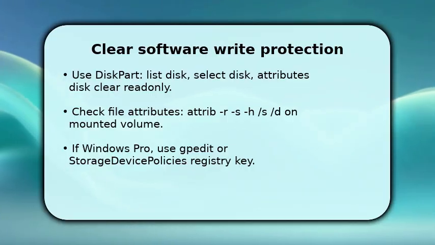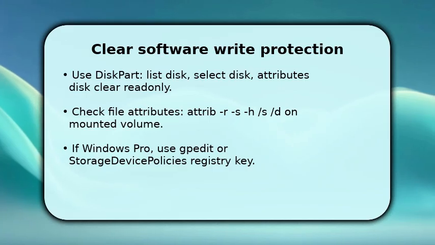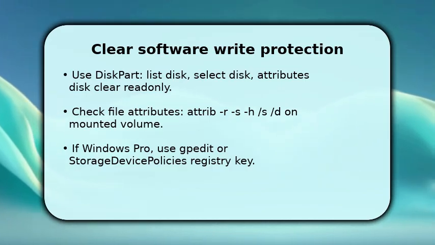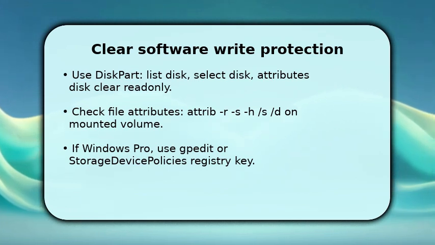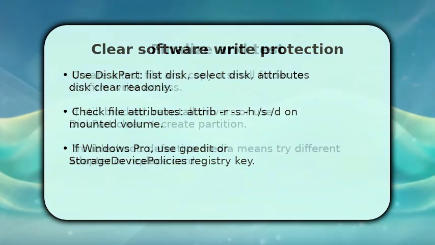If you're on Windows Pro, check local group policy or the storage device policy's registry key and set write protect to 0. Finish by verifying write capability. Create a simple text file and copy a small folder to the media.